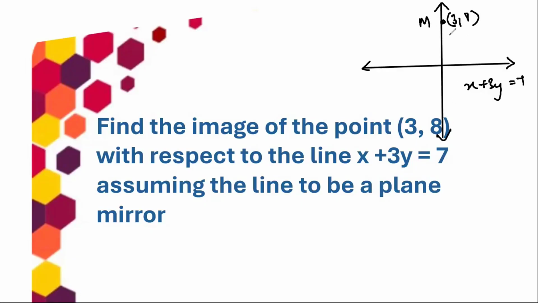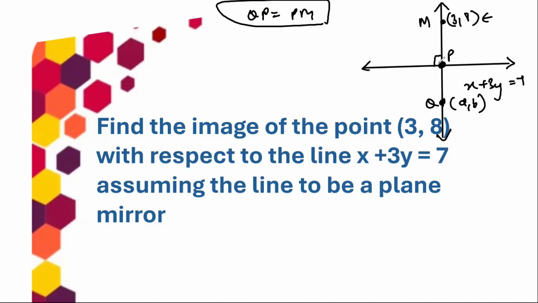We know that the distance of the image from this point P is equal to the object distance. So let's say this is the image Q, and we don't know its coordinates. Let's say the coordinates are (a, b). A plane mirror gives the distance of the object from this point P as PM, so QP is equal to PM. This you know. Now they both are perpendicular.